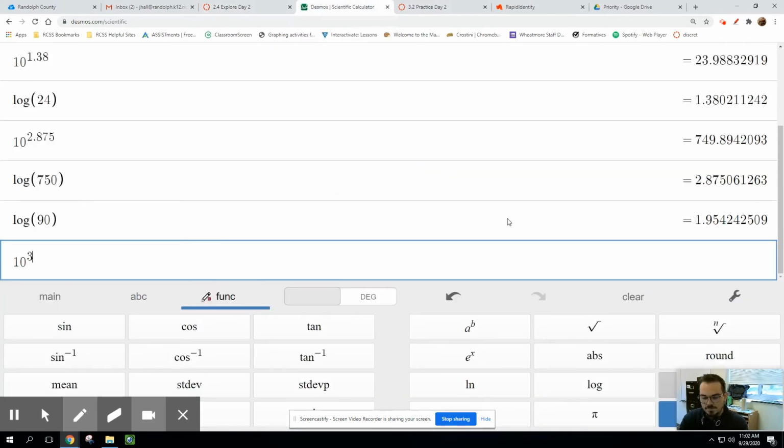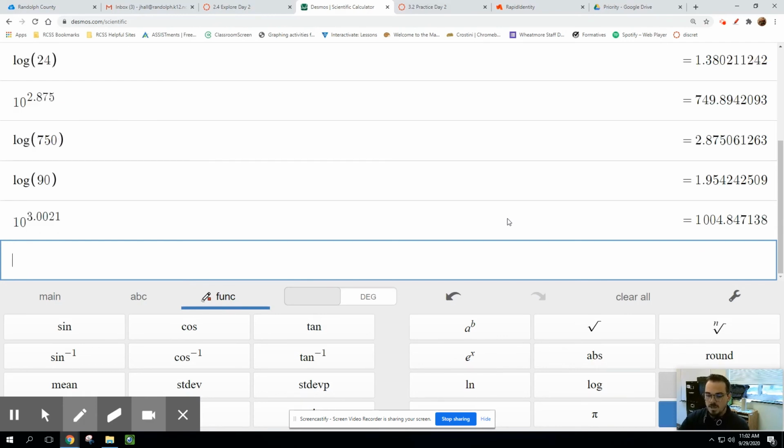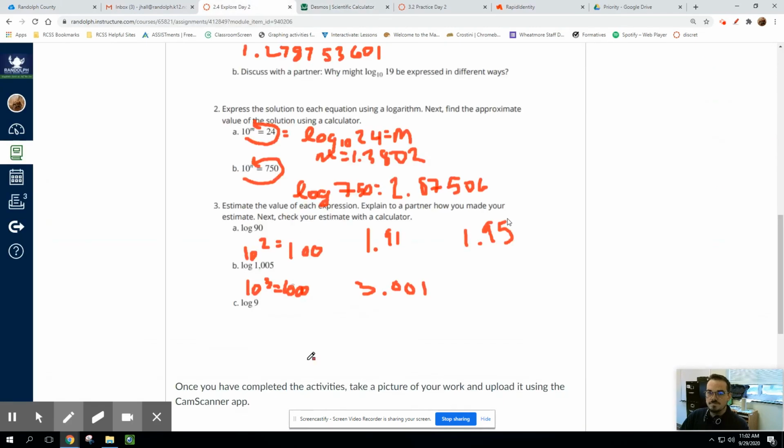So I think I'm typing it, or 10 to the 3.00. Look how close that was. I think I started playing around to see how close I could get after that. All right, go ahead and type it out. Log of 1005. So 3.0021. So that would be the answer to that one. That's the exact answer I'm writing now.